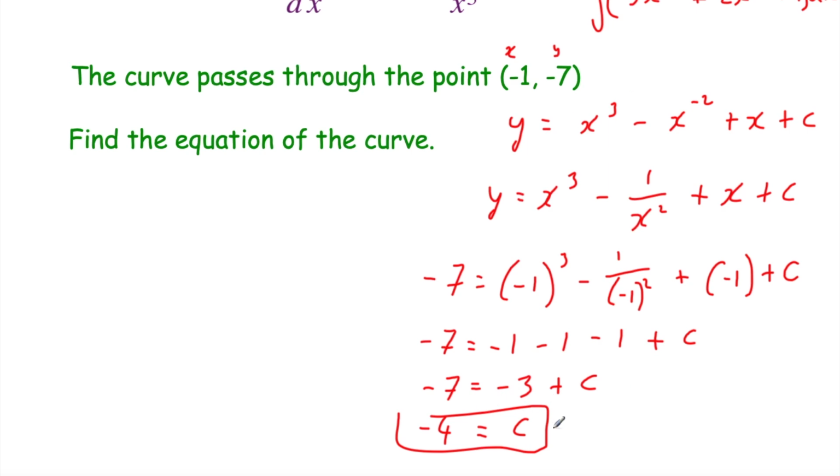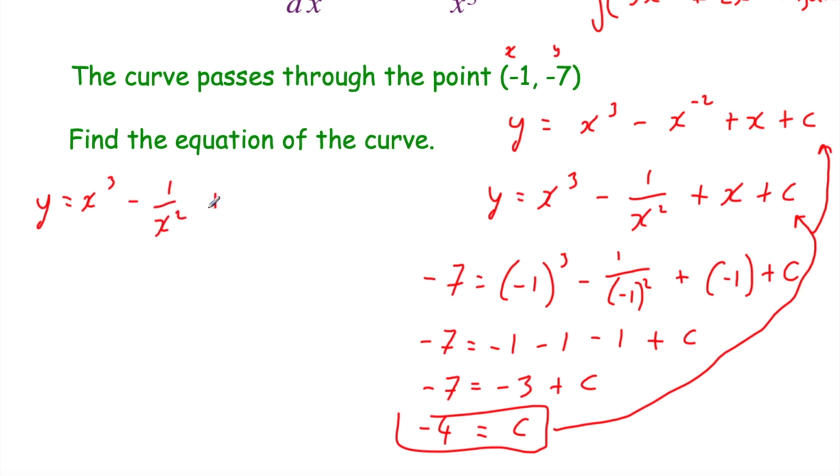And then if we substitute that back into the equation of the curve, either here or here, whichever one you prefer, I'm going to put it into this one. And I would get that y is equal to x cubed minus 1 over x squared plus x, and then we've got our -4. Or you could write y equals x cubed minus x to the power of -2 plus x minus 4. But either one of those is fine. And that's it.